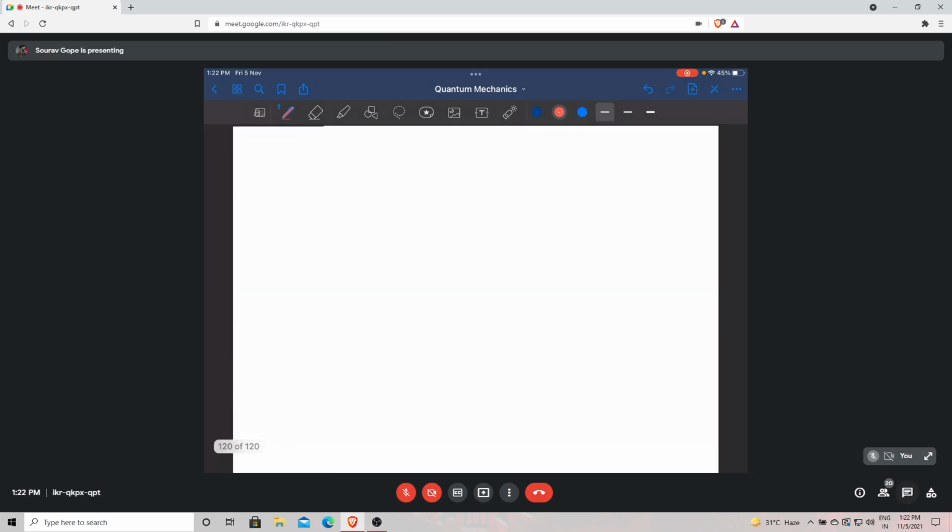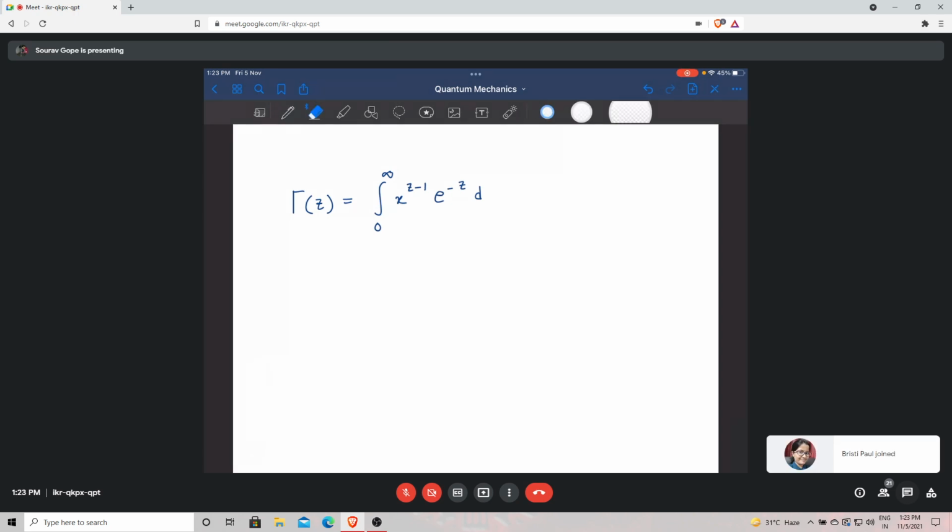Okay, suppose I define this gamma function, some gamma function of some z. Note that z could be a complex number also. This is defined as the integral from 0 to infinity of x to the power z minus 1, e to the power minus x dx. Is my writing visible to all of you? Yes, sir. This is the definition of the gamma function.